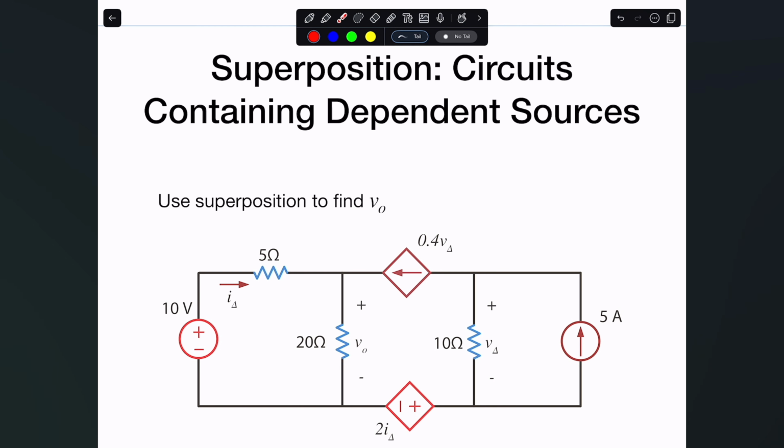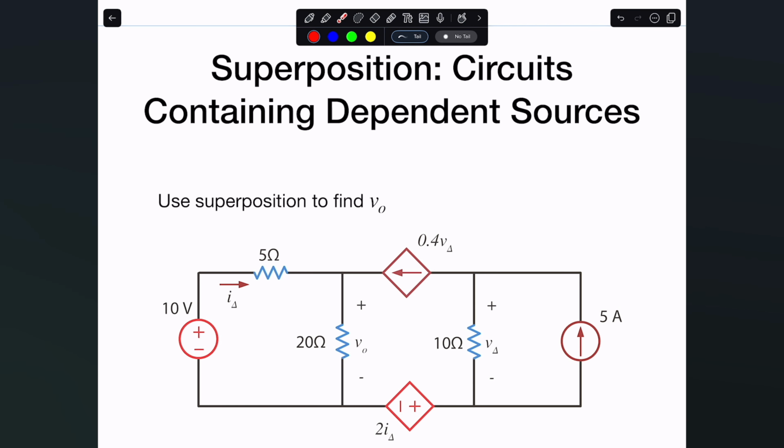So what we're going to do to analyze this circuit is turn off this source and keep this one on, and then the next time turn this off and keep this one on. In both cases, the dependent sources will stay on all the time. If this, for example, depends on V delta, that means in the first circuit it will depend on V delta prime, a subset of these V deltas. So the V deltas change based on the subcircuits.